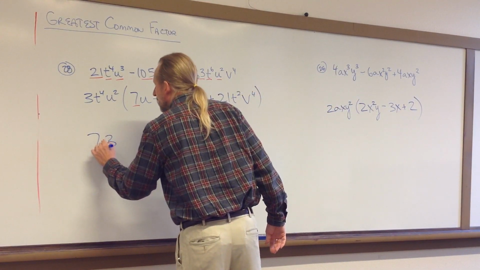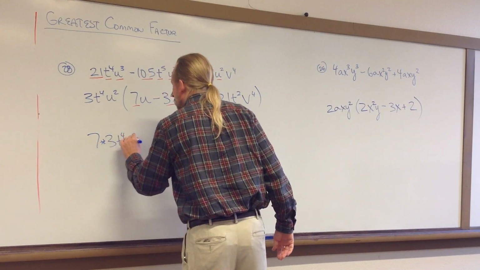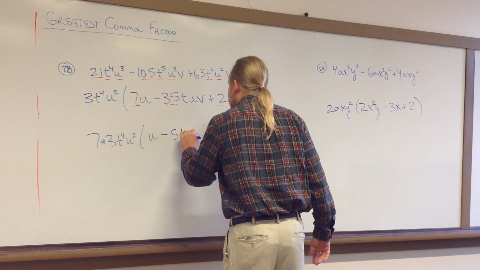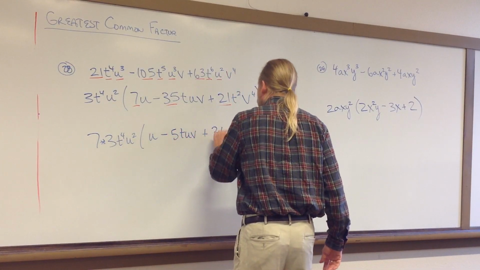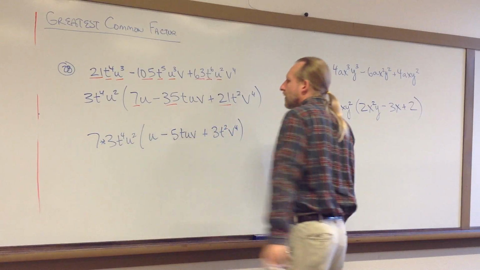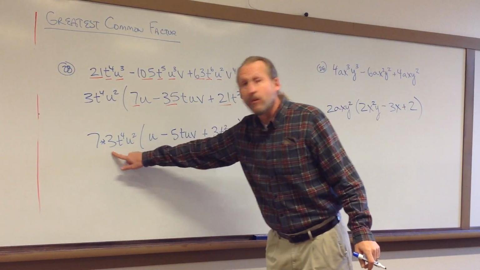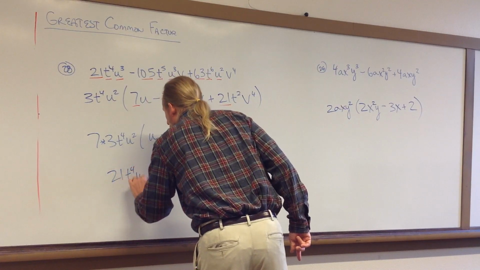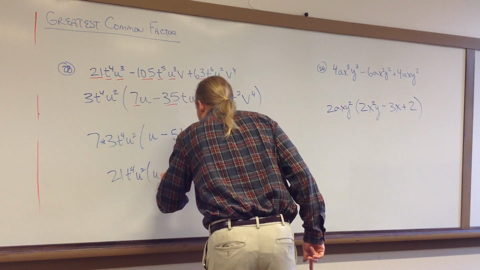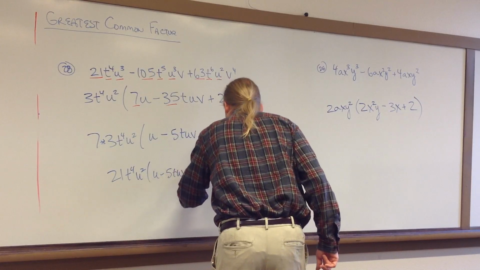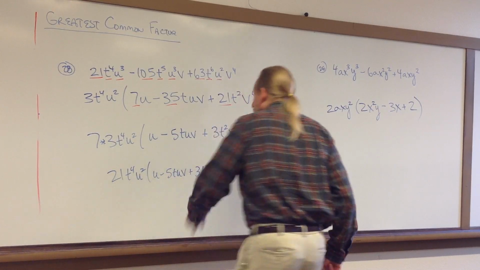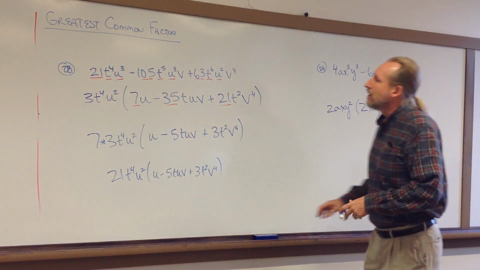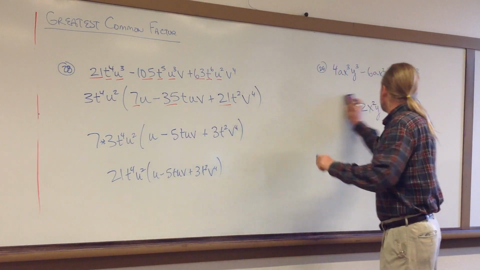So let's take that out. So that'll just be 1u, that'll be 5tuv, and that'll be 3t squared v to the fourth. And then the last thing we want to do is multiply these. So as it turns out, our greatest common factor was 21 t to the fourth u squared, and then we're left with this inside the parentheses. Okay, so like I said, that's probably the trickiest one of the greatest common factor problems.